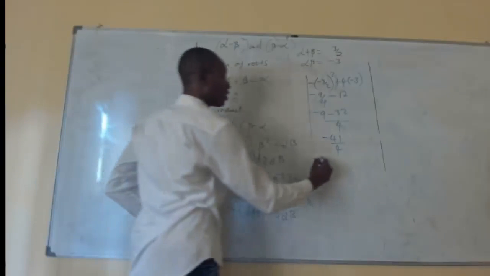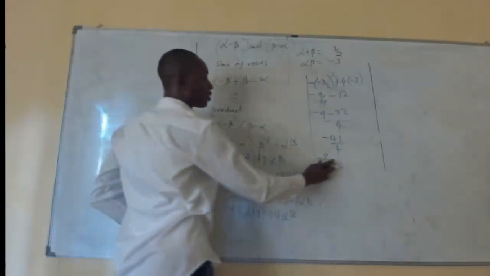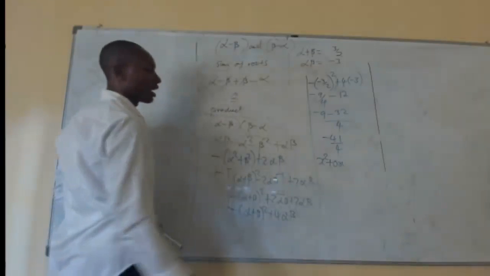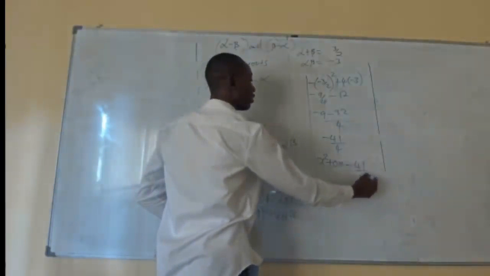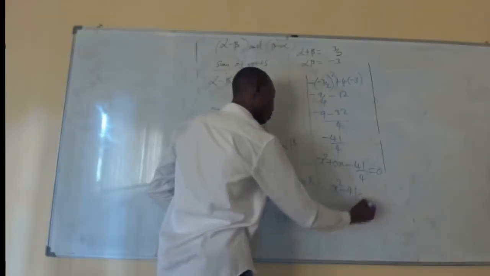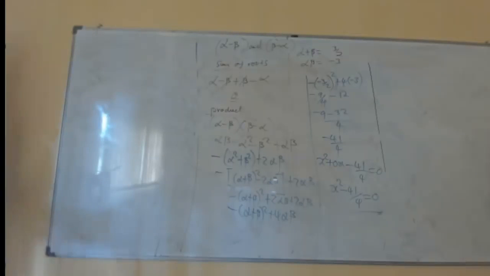So the quadratic equation in question is now x squared minus the sum of the roots. The sum of the roots was 0, so you don't write it. Oh, maybe for the sake of summation, 0x, plus the product, minus 41 over 4, equals 0. So the quadratic equation is x squared minus 41 over 4 equals 0. Okay? So basically that is the final answer that we have.